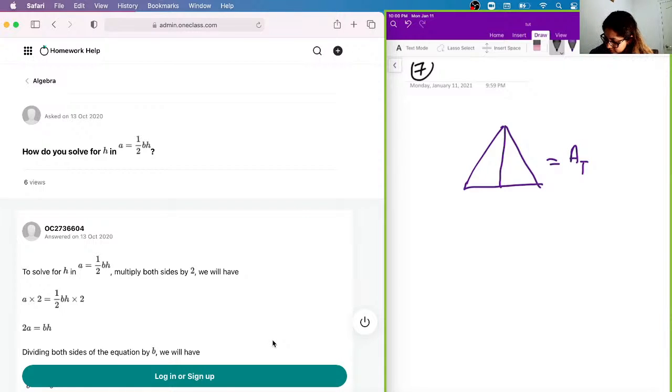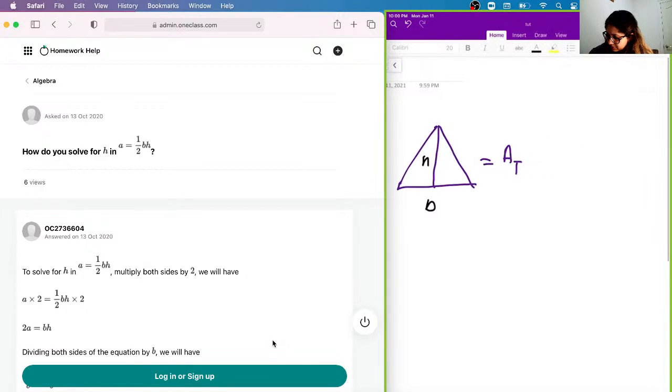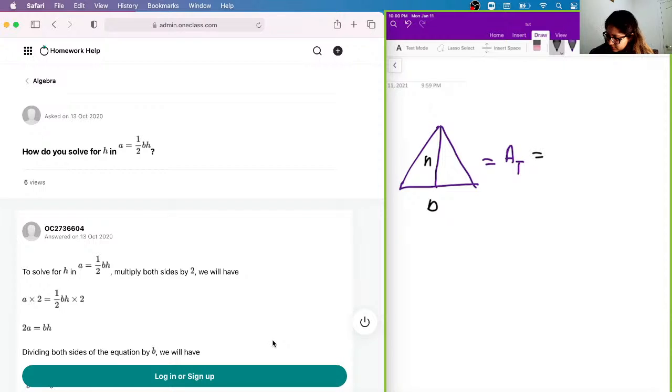So this is your base. So the area of a triangle is equal to half times base times height. Your height is formed by this diagonal line, which basically halves the triangle into two parts. You have half times base times height. Okay, so b is for base, h is for height. And so what we're trying to do is solve for h from this equation.